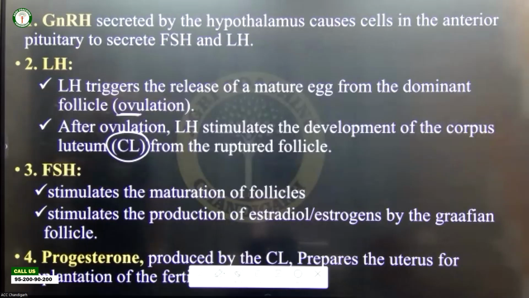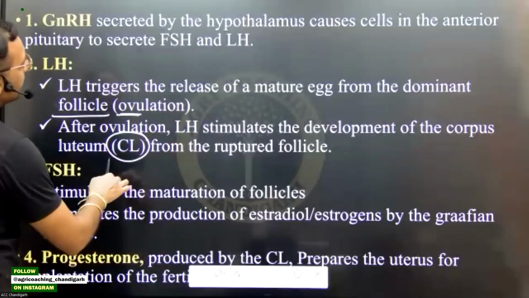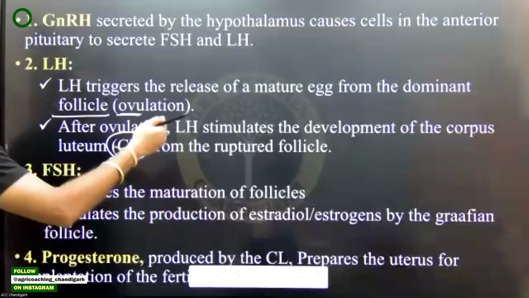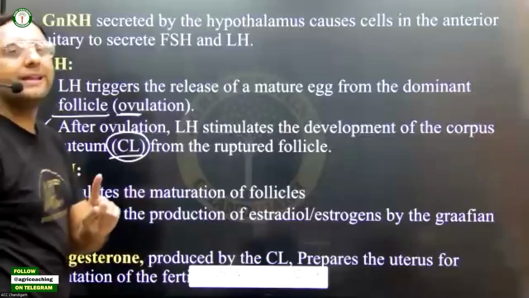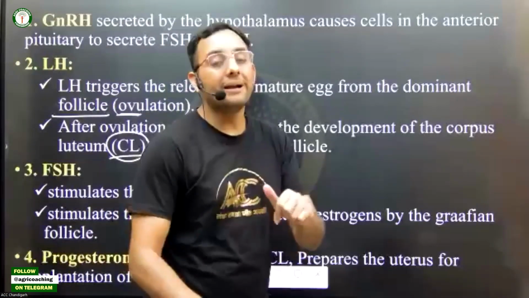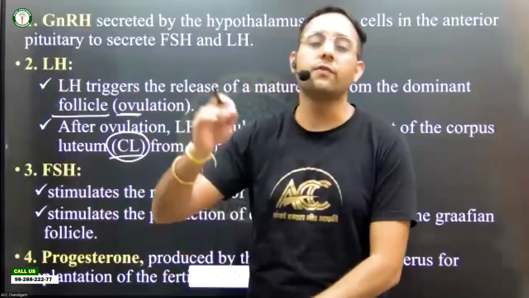Follicles will release the egg. Follicles are temporary structures in the ovaries. Even the CL is also a temporary structure in the ovaries. CL is only CL; there is no part of CL. But in the case of follicles, there are primary follicles, secondary follicles, and tertiary follicles.